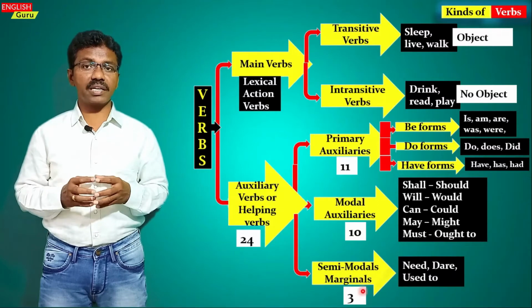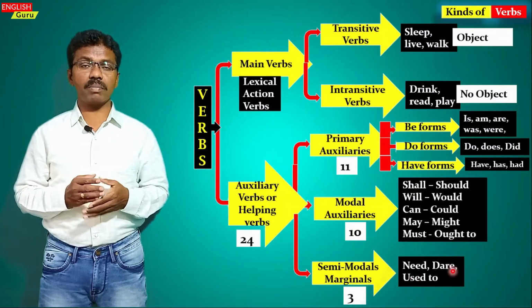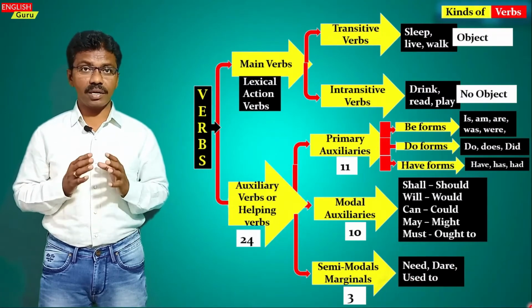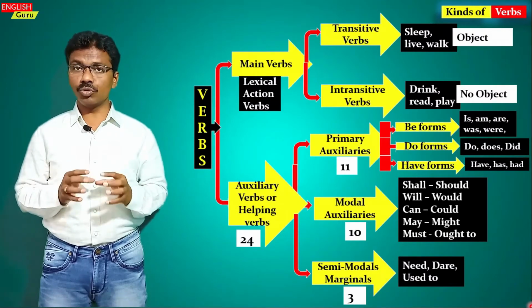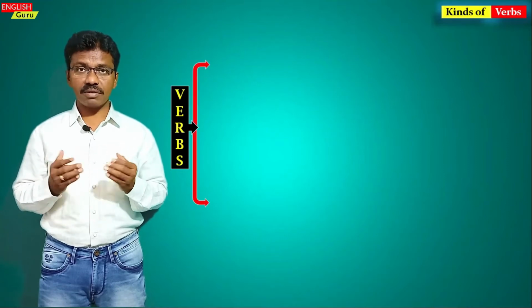And the third category is semi-modals, and we call them marginals. They are need, dare, used to. They are 3 in number. This is one division of the verb, and we can divide the verb in another way also.